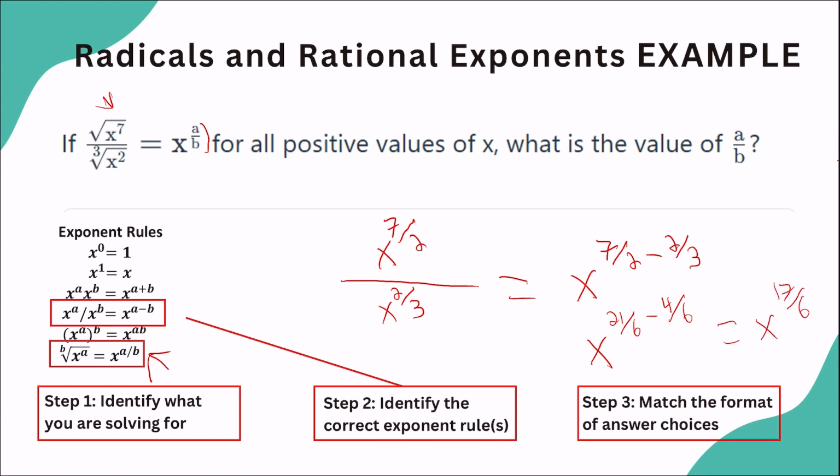And this is going to equal x to the 17/6. Now finally, what am I looking for? Well, I'm looking for what this a divided by b term is, like we found in step 1. And it's actually right here, 17/6. So that's our answer.